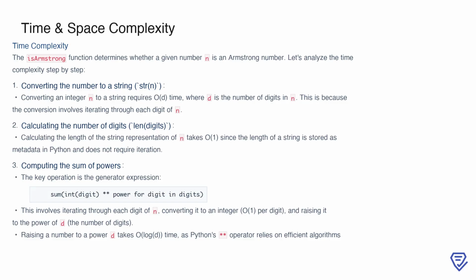Lastly, we compute the sum of powers using a generator expression. This involves iterating through each digit, converting it to an integer in O(1) time per digit, and raising it to the power of d. Python's efficient algorithms for exponentiation mean that raising a number to a power d takes O(log d) time. Thus, for d digits, the total time required for this step is O(d * log d). These steps together form the basis for analyzing the function's overall time complexity.